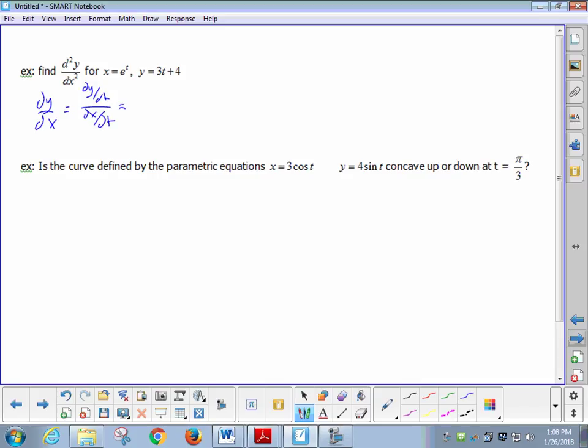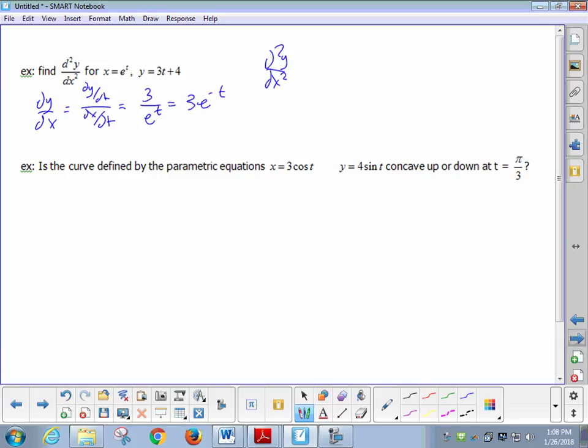The first derivative. 3 over e to the t, right? You want to leave that as 3 over e to the t or 3e to the negative t? Which one do you prefer? Do you care? Okay, so do we all agree with the first derivative? Okay then. The second derivative.